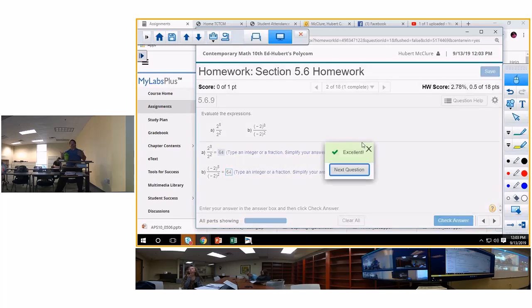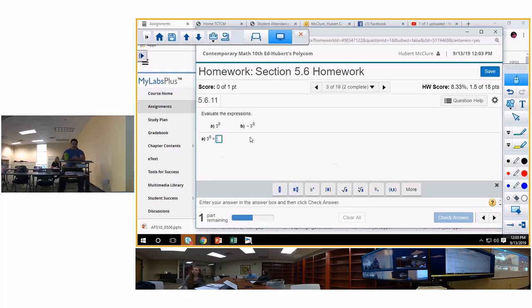Anytime you raise a negative to an even exponent, what does it make it? What's negative 4 times negative 4? Positive 16. What's negative 4 times negative 4 times negative 4 times negative 4? It's going to be positive. Remember, if you raise a negative to an even, it's going to be positive. If you raise a negative to an odd, it's going to be negative. And that's what they're trying to teach you there.